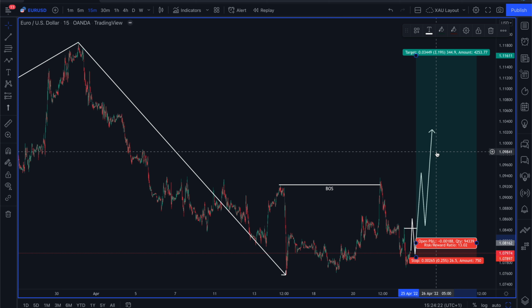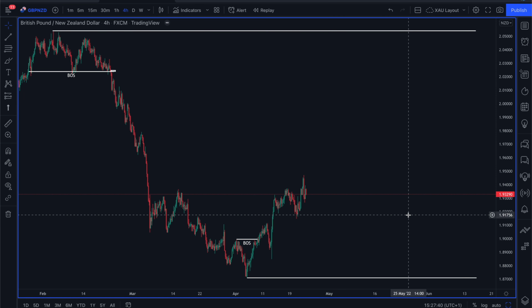a 26 pip stop loss with a 344 pip take profit. This can generate us with some lovely returns, a 1 to 13 risk to reward. If we're risking 2% of our equity per trade, we could look at gaining back 26% plus. Okay, so now moving over to the Great British Pound to the NZD.